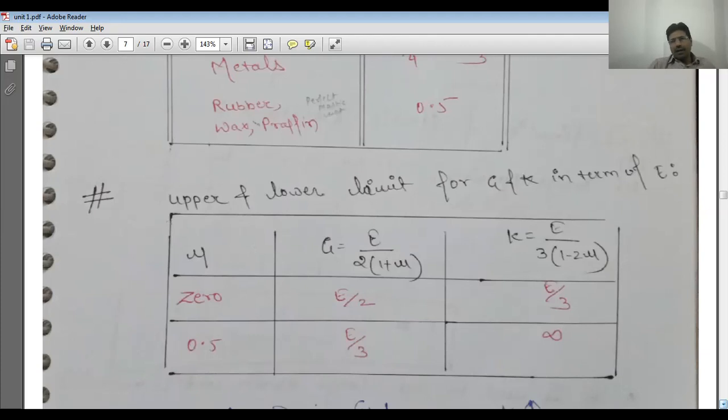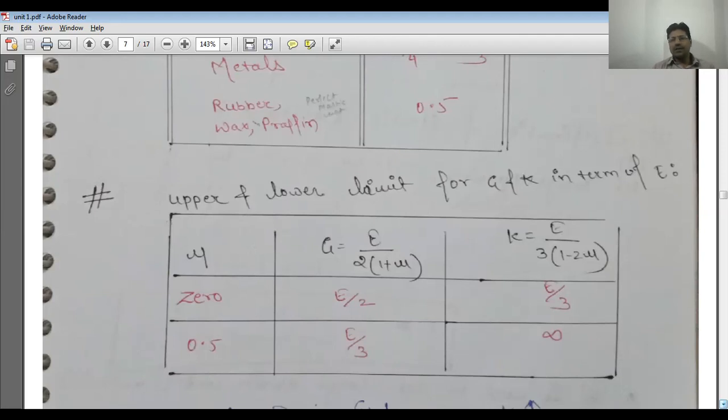So when mu is 0, the value of G will be G equals E by 2, G equals E by 2 for the cork. And if it is maximum, in case of rubber, wax or paraffin, elastic materials, where Poisson's ratio is 0.5, the value of G will be E by 3. Whereas the value of K in terms of E will range from E by 3 to infinity.